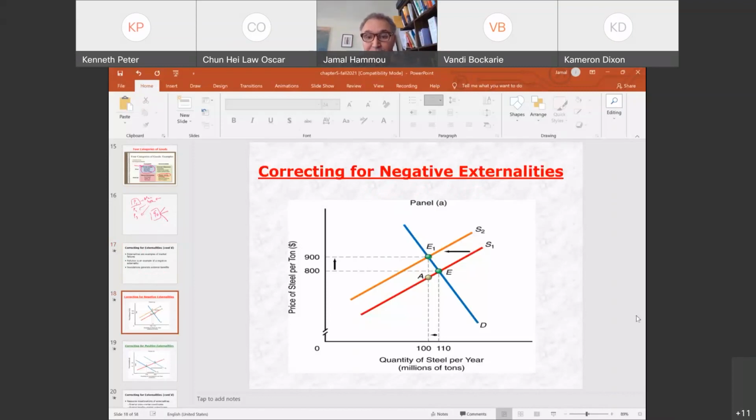The role of the government is to produce the efficient amounts that reflect the real cost of the product. If the market is not able to do that, we have to find a mechanism to do that. If we have a product with negative externalities, what does that mean? It means the private price that you're paying in the market is way lower than the social price that gives us the optimal outcome. So if you leave the market, it charges 800 for a ton of steel, and we are producing 110.